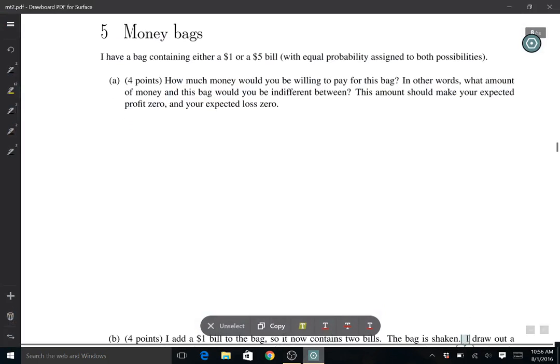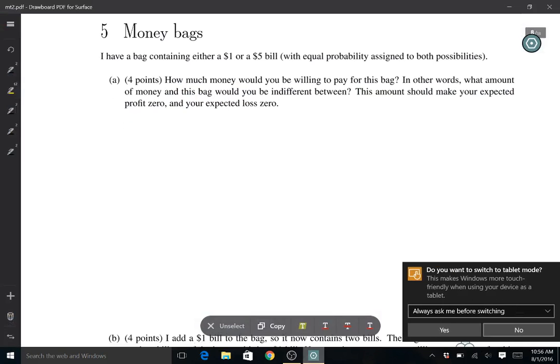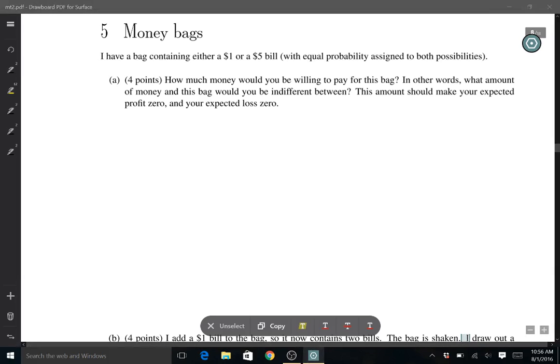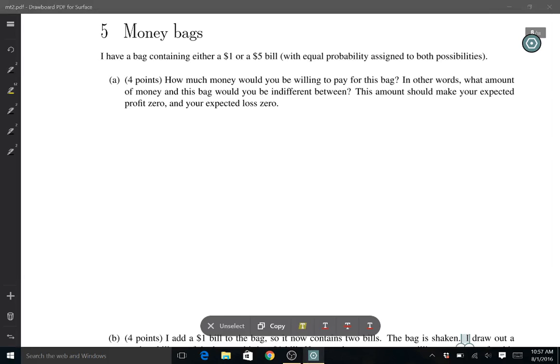Okay, we'll start on question 5. Question 5 is: a bag contains either $1 or $5. How much would you be willing to pay for this bag?